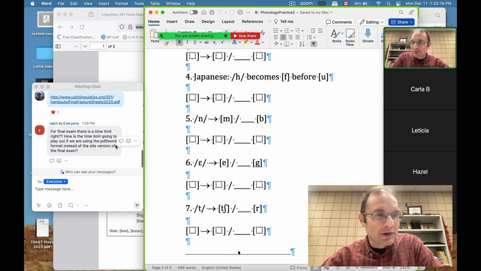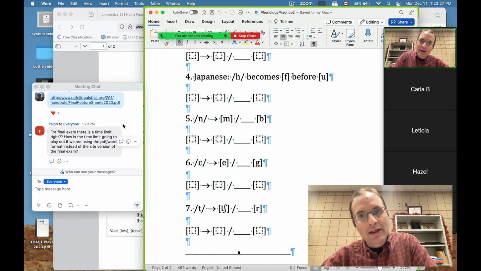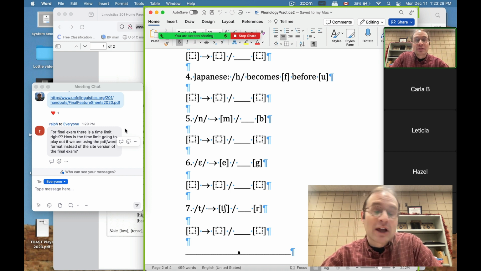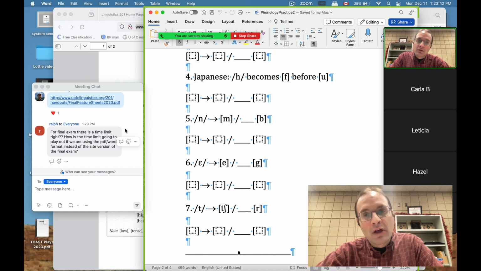I will answer Ralph's question. For the final exam, there's a time limit. Yes, it's 3 hours. I make a record of when you download or access the page with the final exam on it, and then I have a time record of when you submit your answers. That is how I know how long it takes you. It used to be 2 hours for the in-class exam, but because of the technical issues of doing this online, you get an extra hour. So you shouldn't have a problem really with time overall.